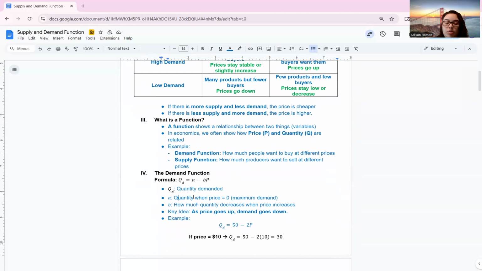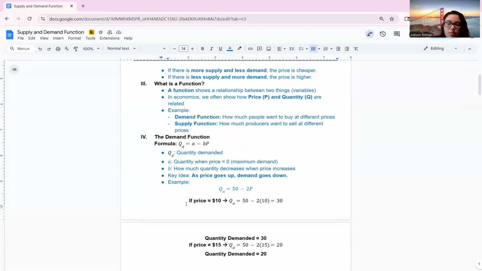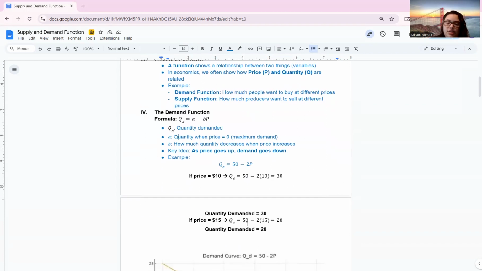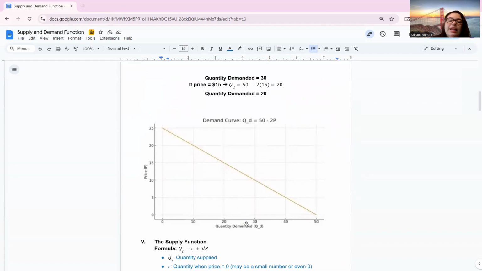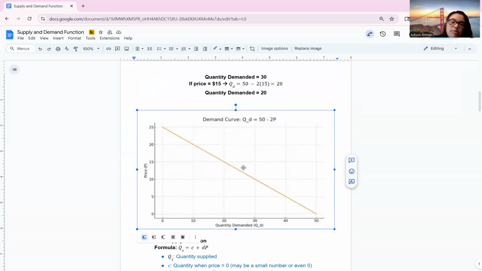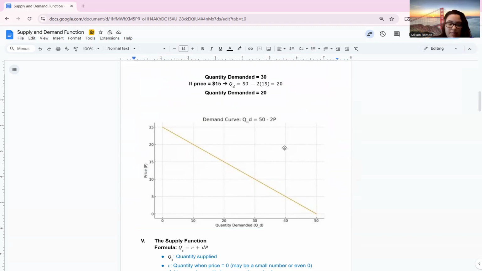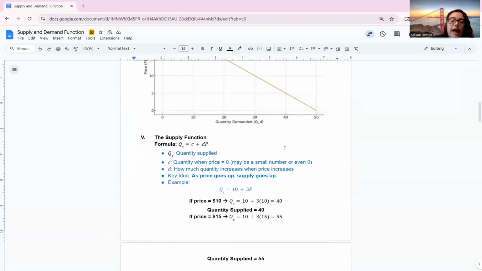The key idea when we are working with the demand function is as price goes up, demand is going to go down. So you'll see an example here of working through the demand function and how we can plug in different price points to see the different quantity demanded at those price points. And then if we were to plot those points, we would get our demand curve that looks like this. Now remember, our demand curve is sloping downward, and that is because as price increases, less people are going to be demanding the item. So now let's take a look at our supply function.